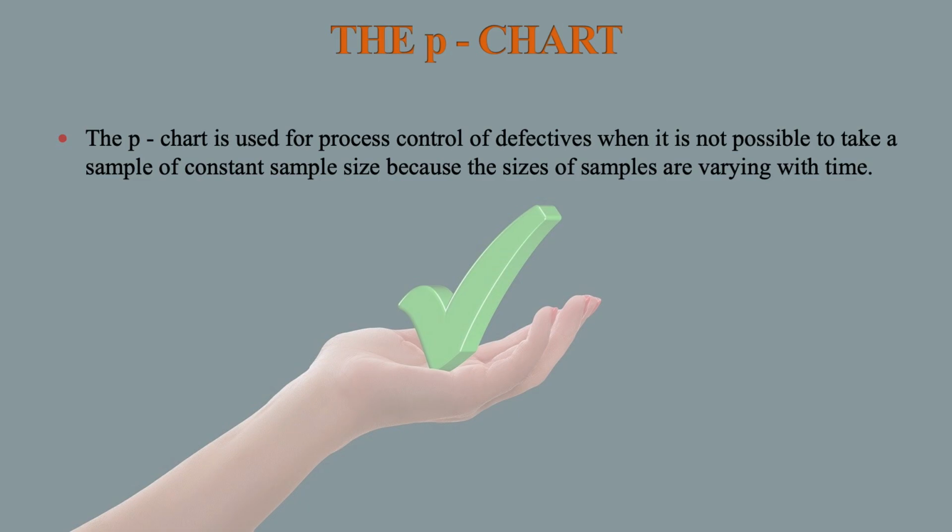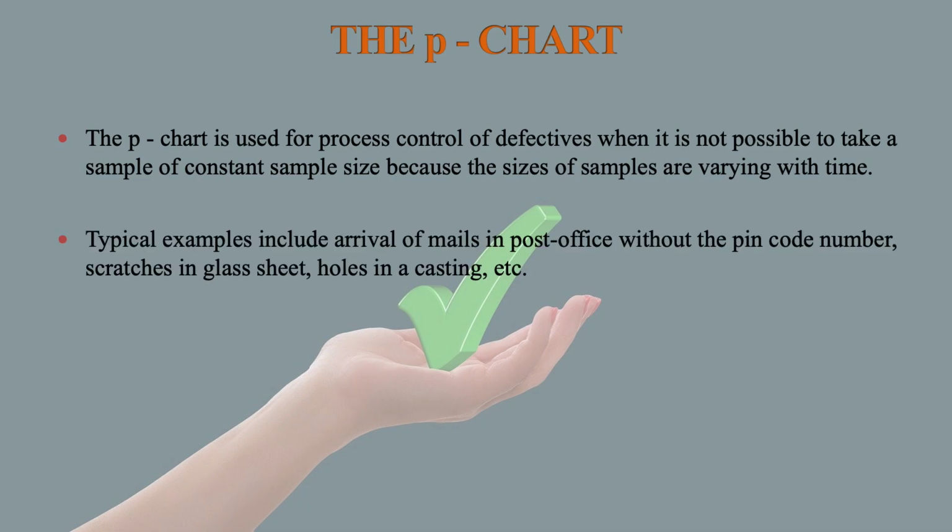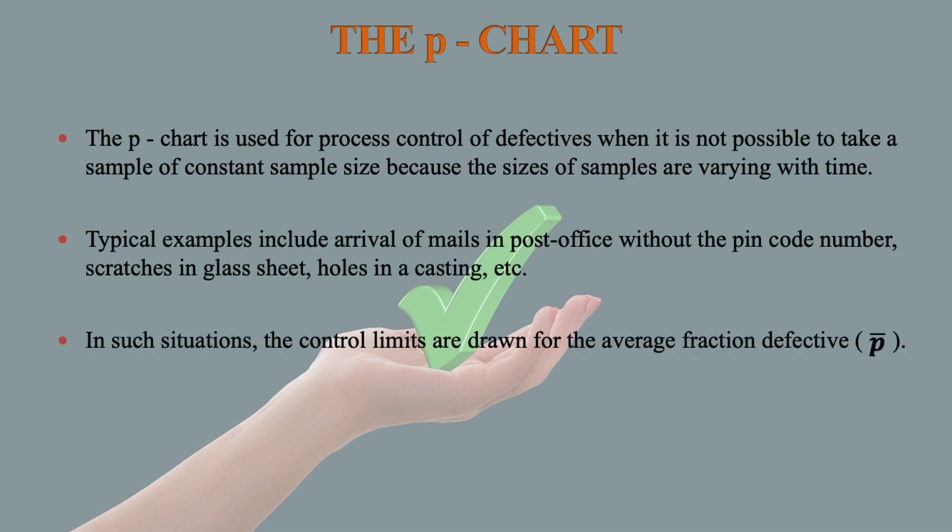The P chart is used for process control of defectives when it is not possible to take a sample of constant sample size because the sizes of samples are varying with time. Typical examples include arrivals of mails in post office without the PIN code number, scratches in glass sheets, holes in castings, etc. In such situations, the control limits are drawn for the average fraction defective, that is P bar.